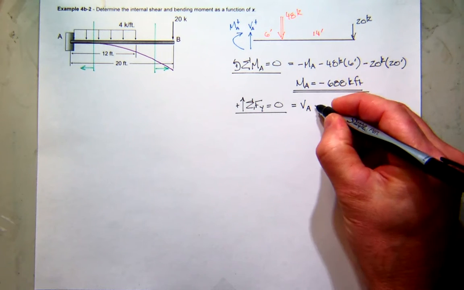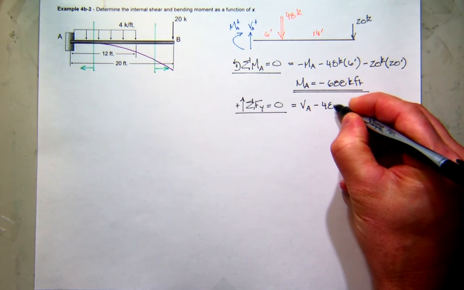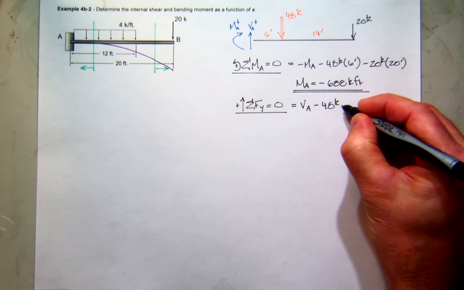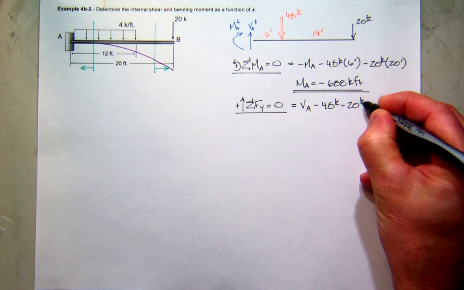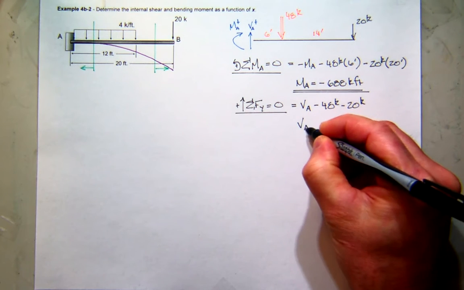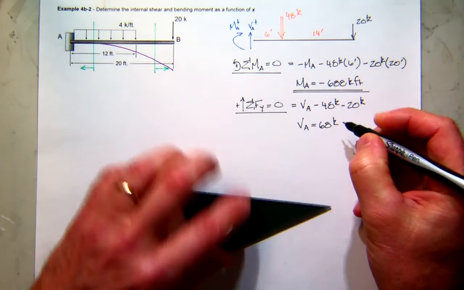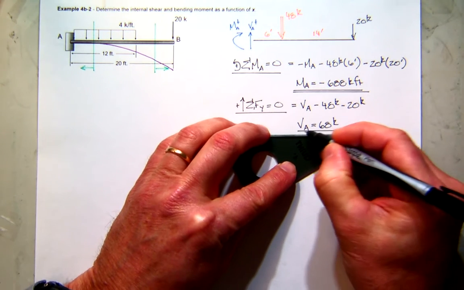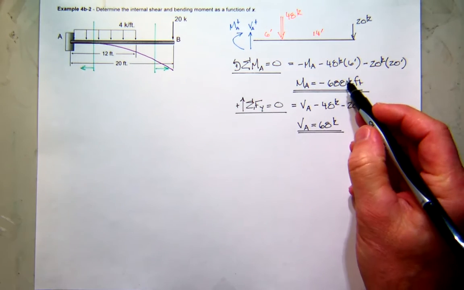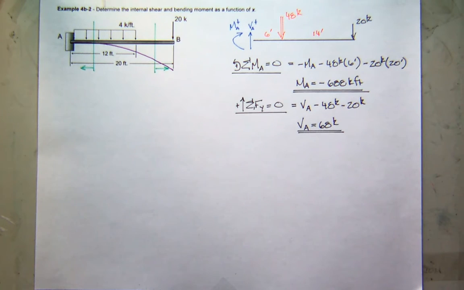My 48 kip force is down, so that's negative. And the 20 kip is down, that's negative. So it looks like the shear at A is 68. So we have a positive bending moment, a negative bending moment and a positive shear force at A. That was just the reaction.